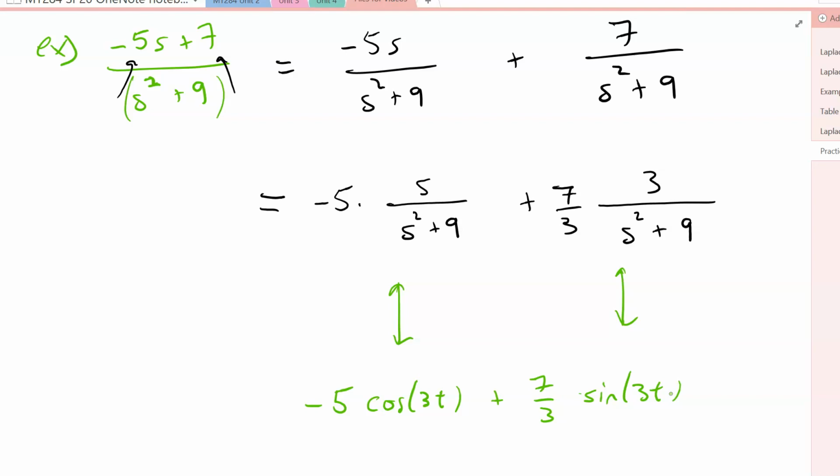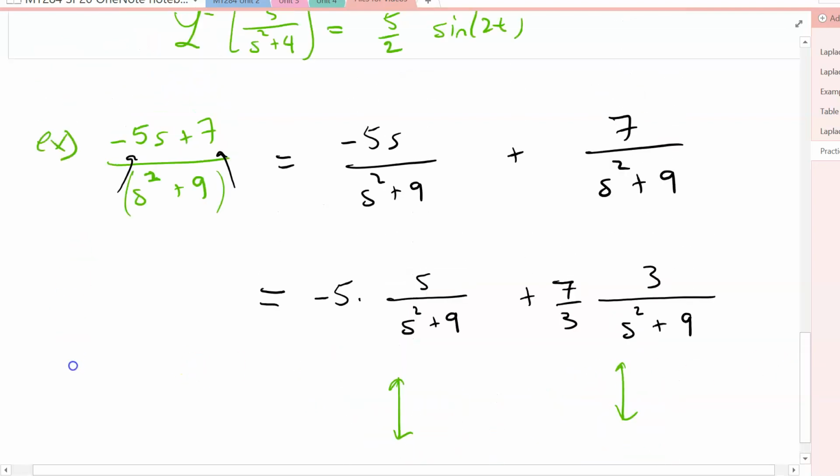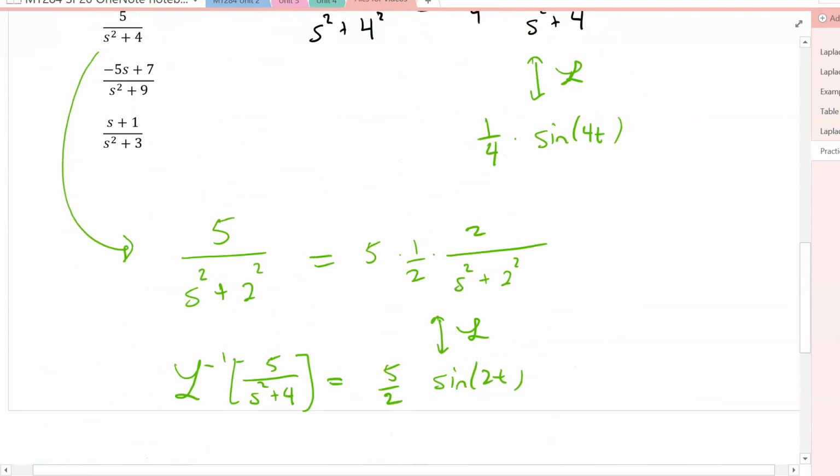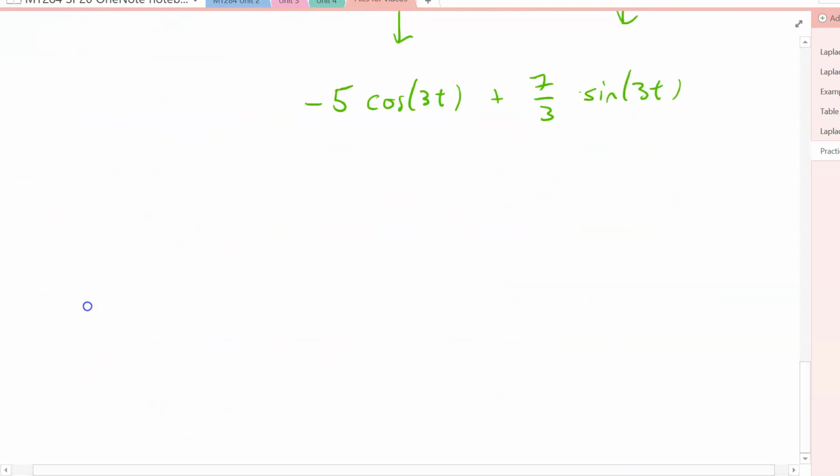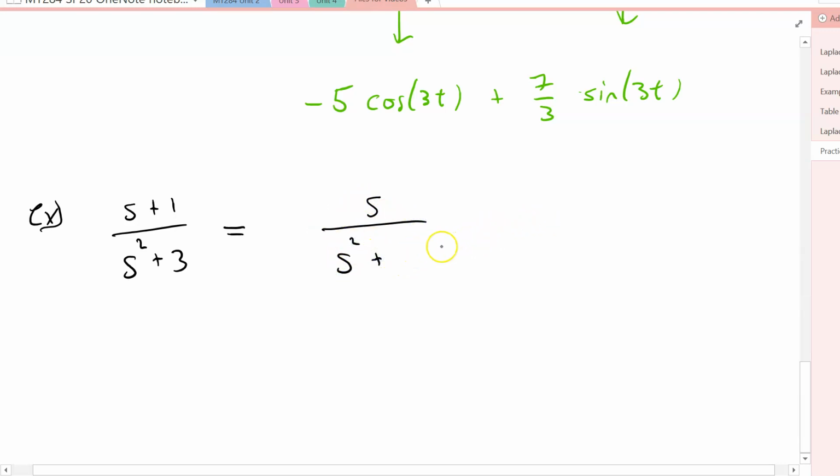Alright, so for the last example, let's look at that one. That one's going to be similar to the last one we just did, and then we'll have to split it up a little bit. It's s plus 1 over s squared plus 3. Okay, so copying that example down, we had s plus 1 over s squared plus 3. Now we'll do the same kind of split we did in the last example. We'll divide the s squared plus 3 up into both of these terms, and then once again, we need to do some manipulation.